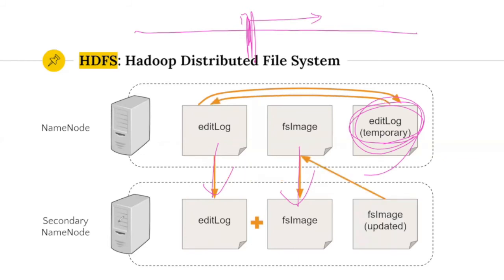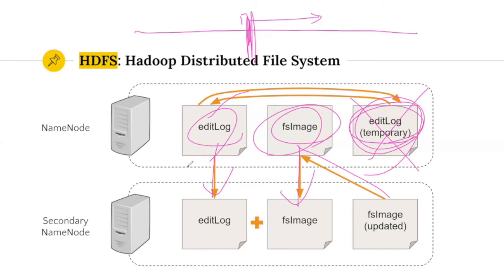After the secondary name node replaces the old FS image, the name node understands that there's no longer a need to keep the temporary edit log. So the temporary edit log now becomes the primary, the main edit log in the name node. That consolidation process, the checkpointing process, happens every once in a while.